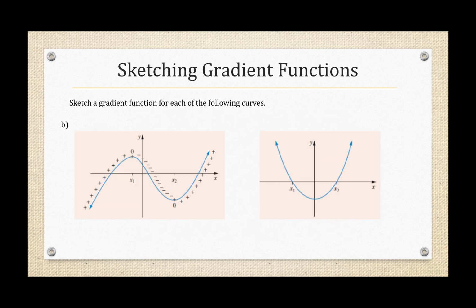And so when we plot this, as you can see, at x1 and x2, the y value is equal to 0. In the gradient function, the y values are greater than 0 where x is less than x1. And between x1 and x2, the y values are negative because there is a negative gradient. And for values greater than x2, we have y values that are positive, again because the gradient is positive.